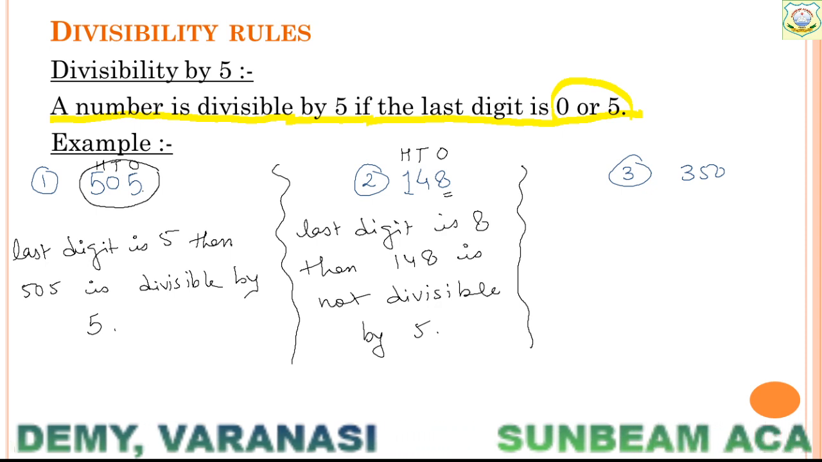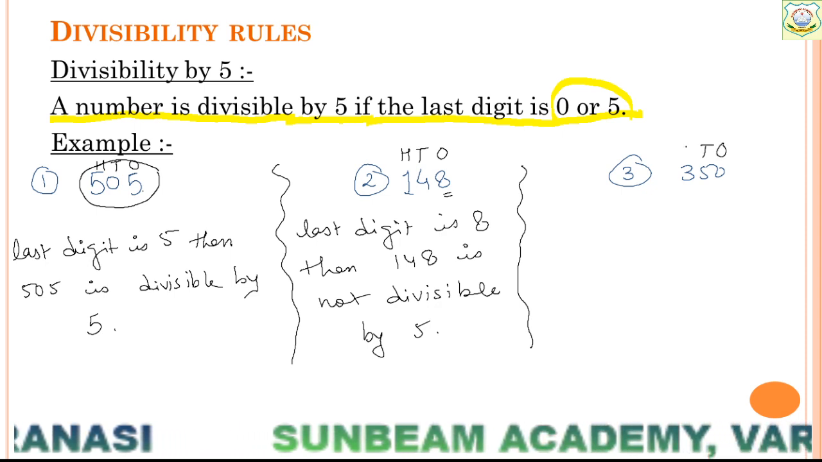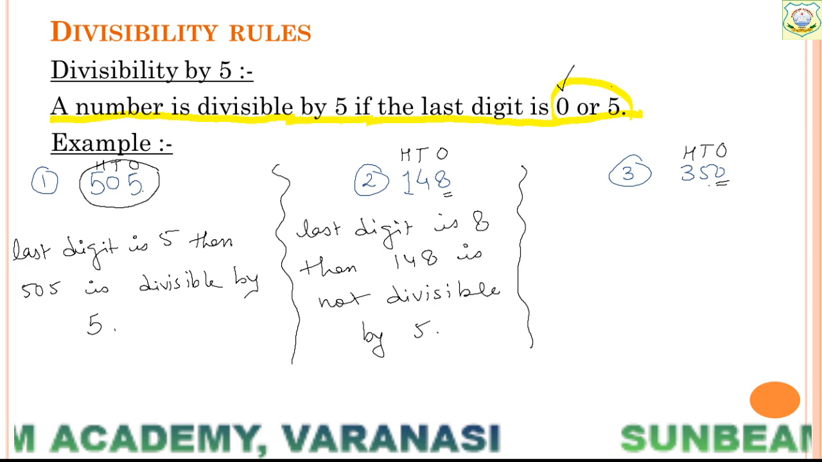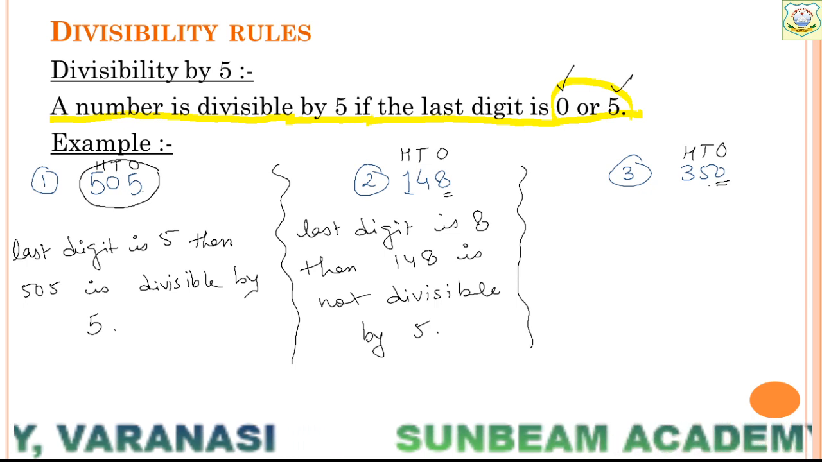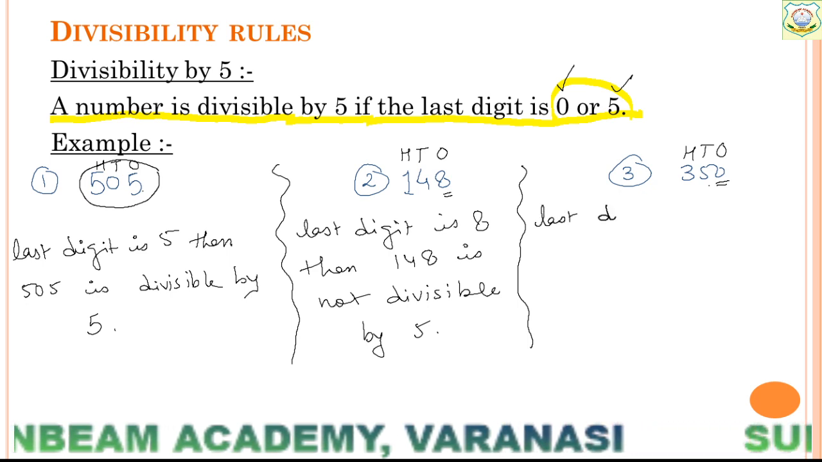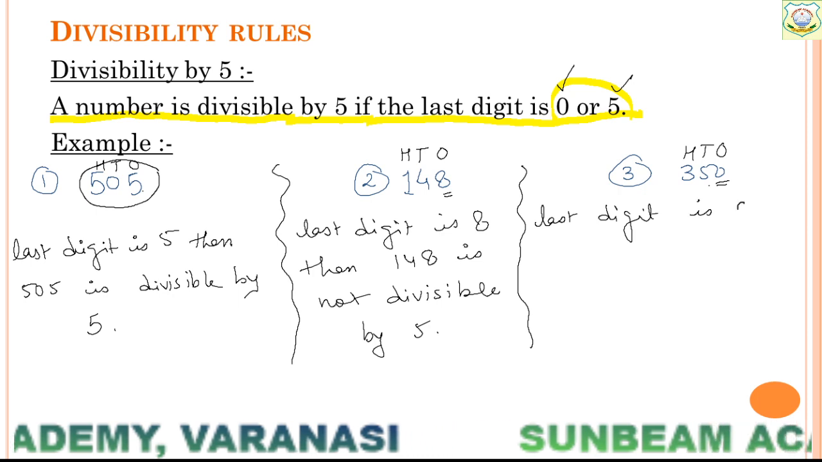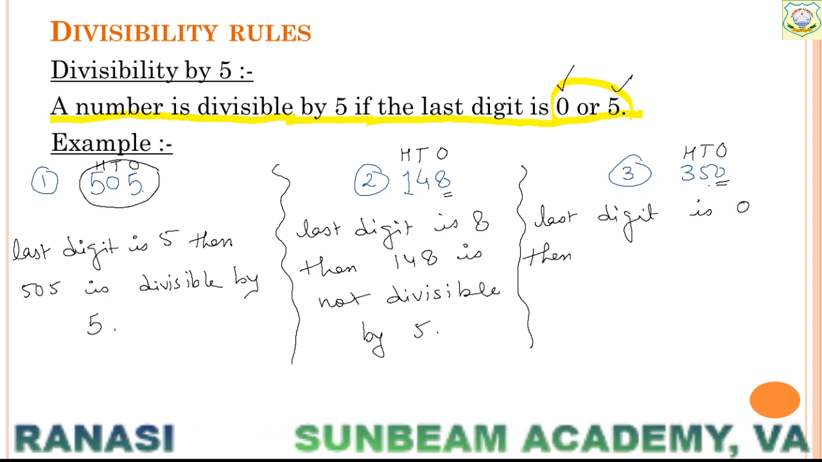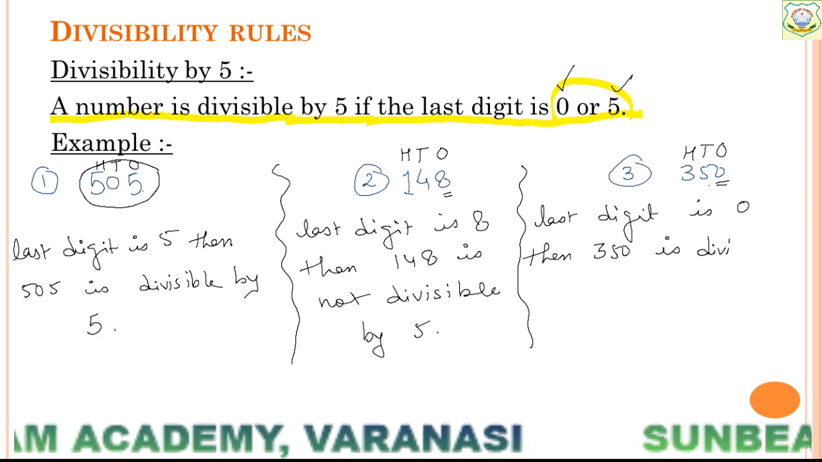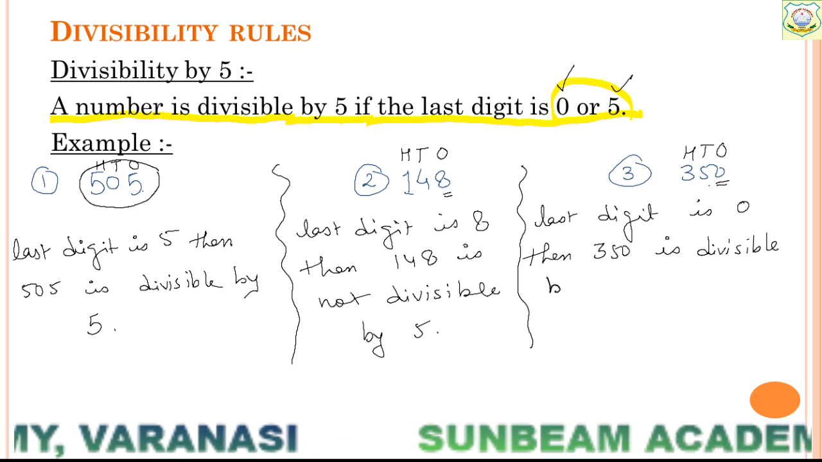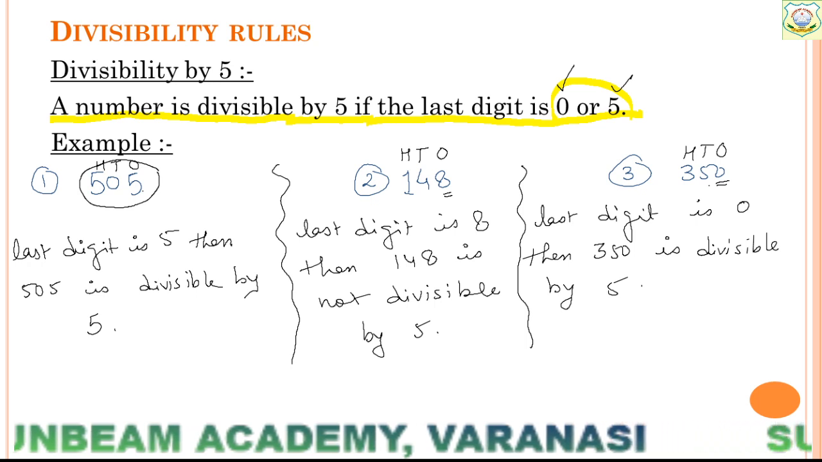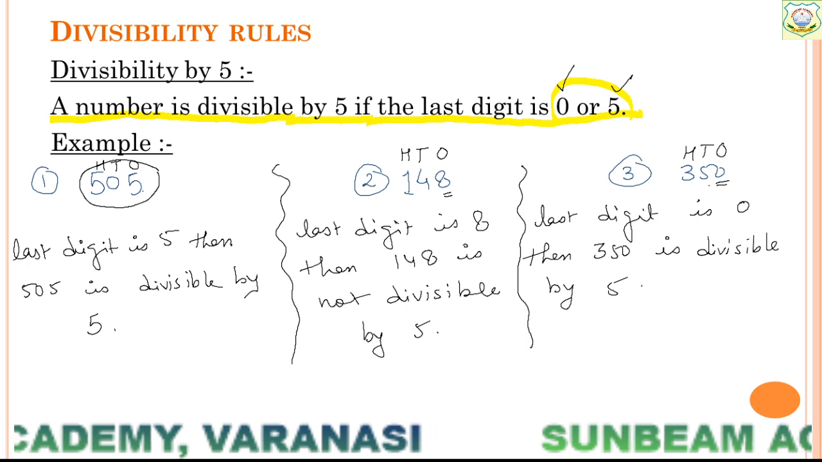Now let's do the third one. Ones, tens, 100. So ones place is 0. So what is the rule? If 0 is there and 5 is there, then it is divisible. So 350 is divisible. So we will write here last digit is 0, then 350 is divisible by 5. Okay? So this is the divisibility rule by 5. I hope it is clear to you.